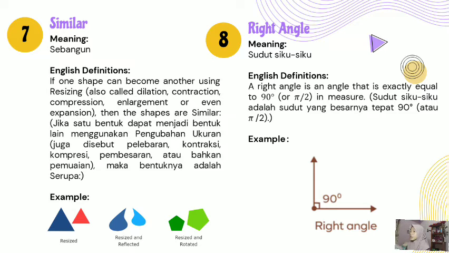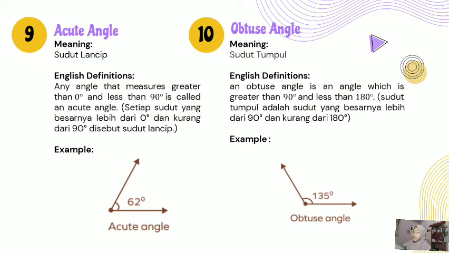Number 8, right angle. Meaning is sudut siku-siku. English definition: a right angle is an angle that is exactly equal to 90 degrees or pi per 2 in measure. Example in the picture.